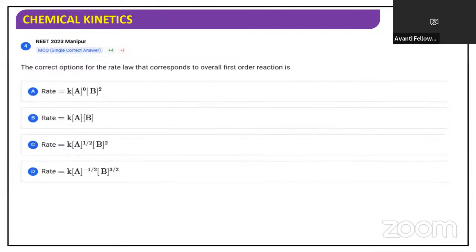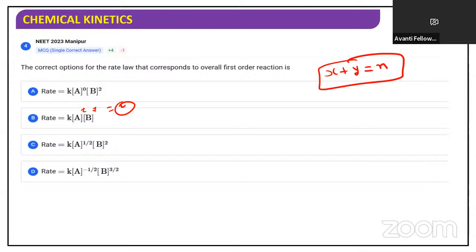गुड एवरीवन. चलो, इसको बताओ फटाफट. द करेक्ट ऑप्शन फॉर द रेट लॉ corresponding to the overall first order reaction. For the first order reaction, which is the correct option? Yes, it's a very simple question. B. No, beta. In B, we have no values now. So this is 1 and 1. So this will become 2, not the first. They are asking the correct option for the rate law corresponding to the overall first order reaction. जिसका overall अगर आप करो x plus y is equal to n होता है ना, तो x plus y को अगर आप solve करो तो you'll get the value 1. So out of this fourth option, in which you'll get the first order.